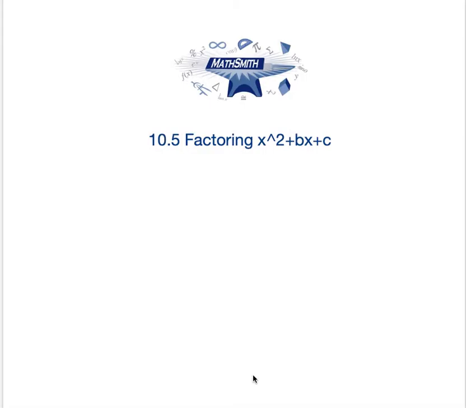And there are two patterns that we're going to be looking at. In this video, the pattern is x squared plus bx plus c, with the emphasis being that the leading coefficient is 1. This is the simplest type of quadratic to factor. When your leading coefficient is 1, in other words it's just x squared, that technique for factoring is easier than if you have a number here that's not 1.